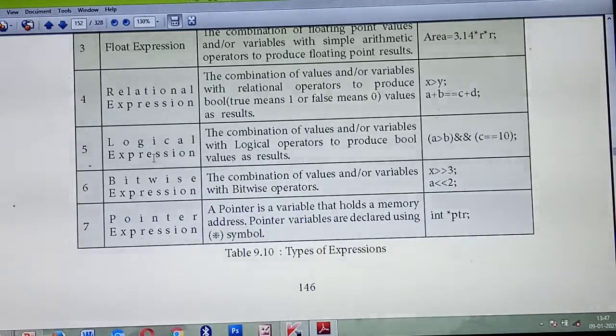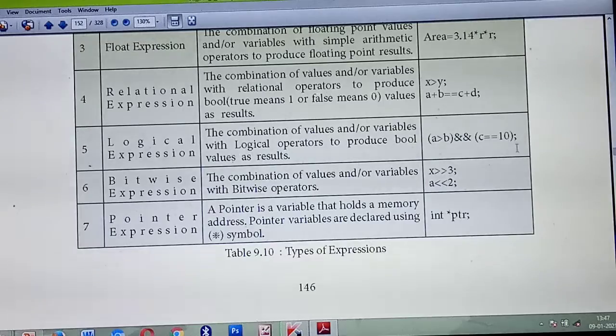Three logical operators are there. What are they? AND, OR, and NOT. So it will also give the output as which values? Boolean values. Okay. So in this one, listen, a less than b, what's the symbol used? AND operator. And c double equal to 10.